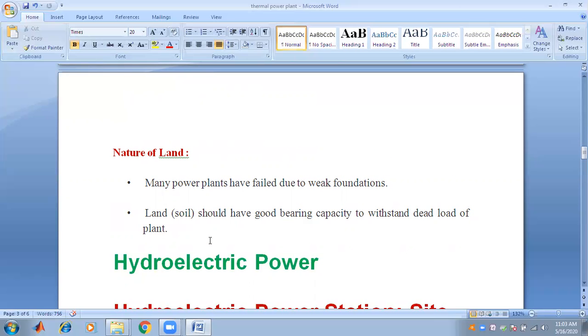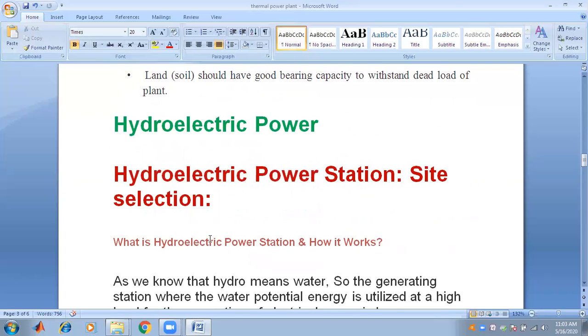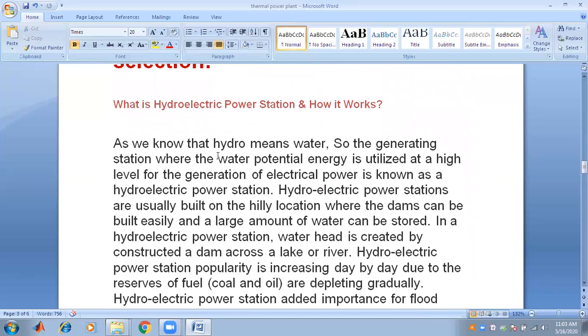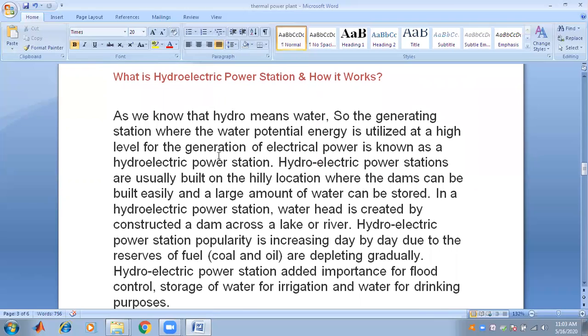Now I am coming to the hydroelectric power. So what is a hydroelectric power station and how does it work? This is generally known to us. I just give you an idea, just recalling your memory. As we know, hydro means water. So a generating station where the water's potential energy is utilized at a high level for the generation of electric power is known as a hydroelectric power station. So the main resource is the water.